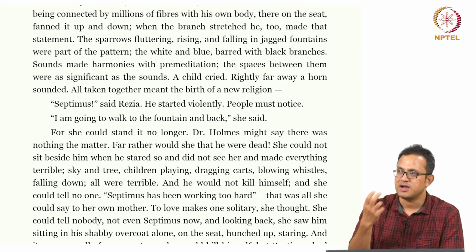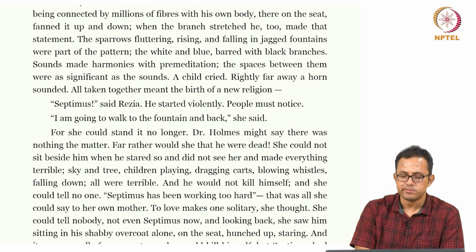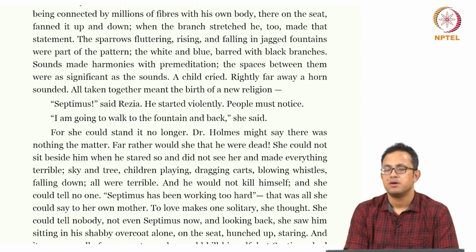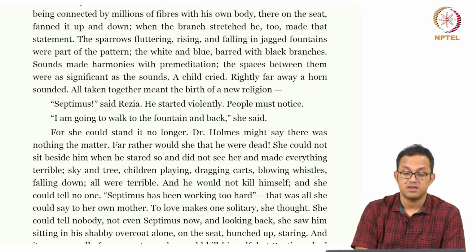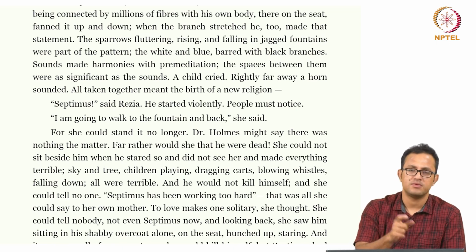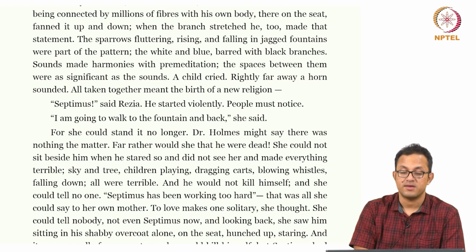All the sounds around, all the sights around, all the images around, they all become one terrible combination of different things. "All were terrible, and he would not kill himself, and she could tell no one. Septimus has been working too hard. That was all she could say to her own mother." So there's no rationale, according to her, for Septimus's behavior, and in some sense, she sometimes wishes that he killed himself, he committed suicide, because she could never put down Septimus's behavior to any particular reason. And the only thing that she could say to her mother was that Septimus is working too hard. That was all that she could say to her own mother.